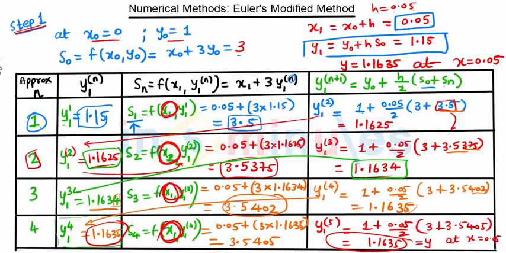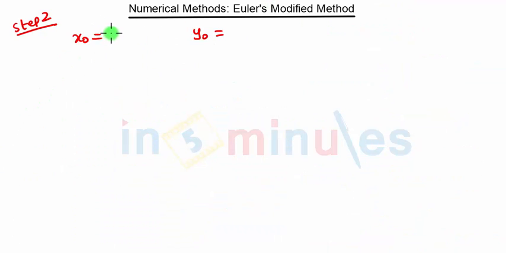So let's take our step 2. In step 2, we need initial values. Now what will be the initial values? The value which we got here, that is y equal to 1.1635 at x equal to 0.05, will now become the initial value in the second step. So here x0 will be 0.05 and y0 will be 1.1635. Now we will again calculate S0, which is f of x0 comma y0.